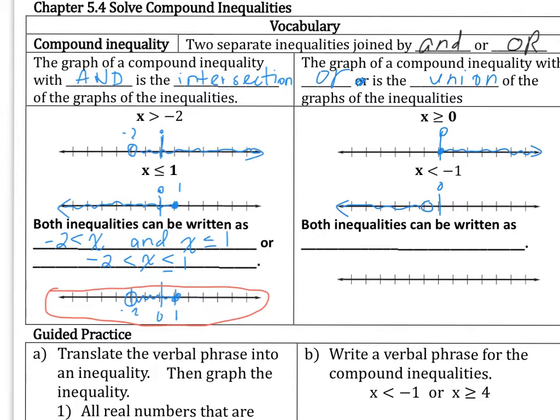So both inequalities can be written as x less than -1 or x greater than or equal to 0. And so the answer, when we graph these inequalities together, we simply mark both sides of the graph.